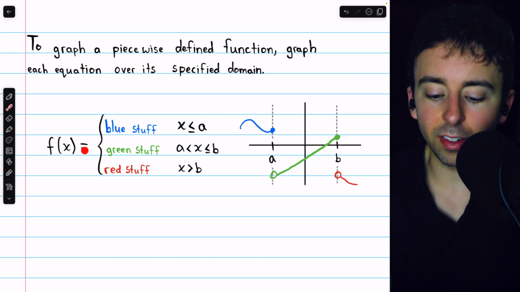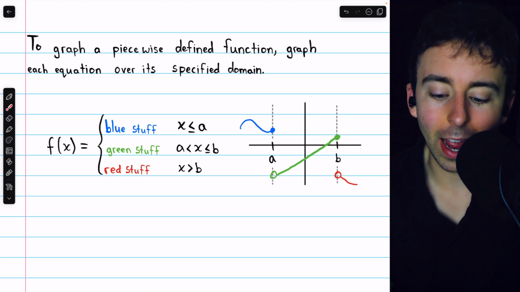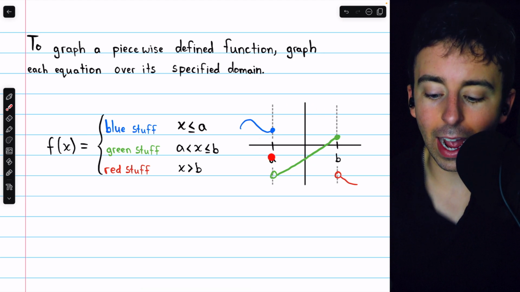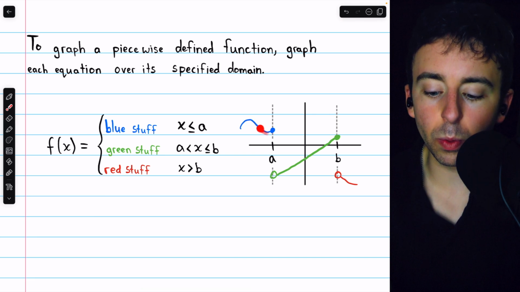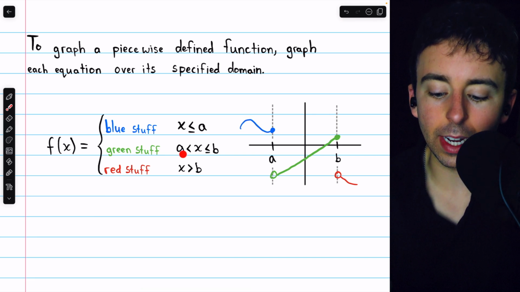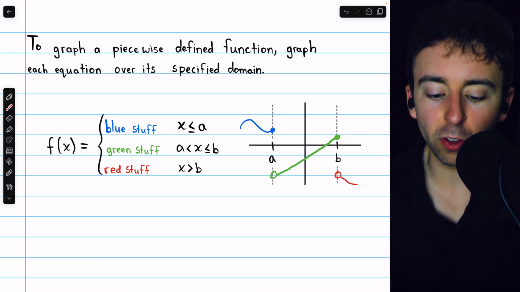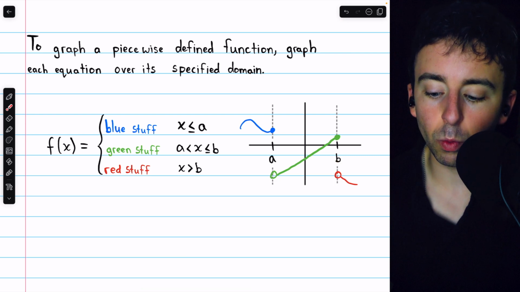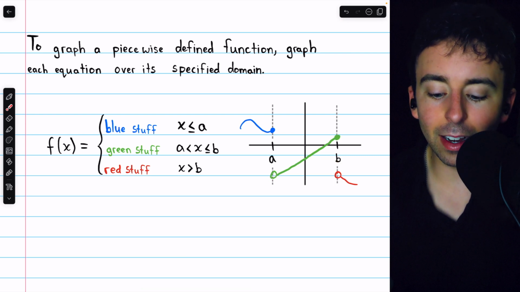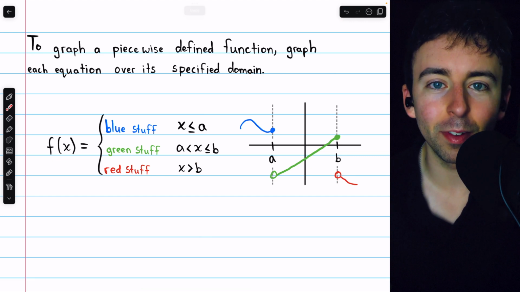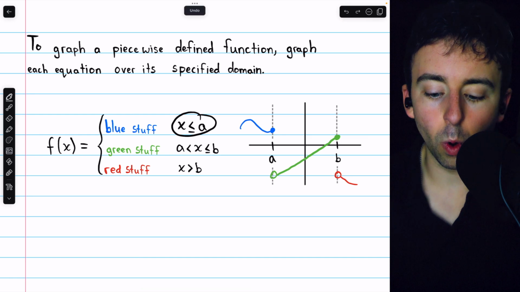So if our function is equal to blue stuff when x is less than or equal to a, then in our graph, when x is less than or equal to a, we would graph that blue stuff. If when x is between a and b, the function is equal to some green stuff, then between a and b, we would graph the green stuff, and so on. If when x is greater than b, the function is equal to red stuff, we'd graph whatever that red stuff is. Note also how the inequalities work.